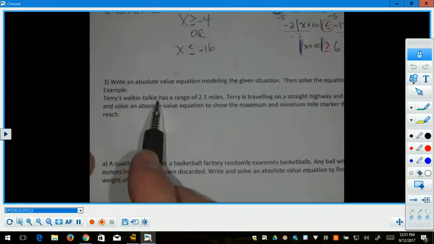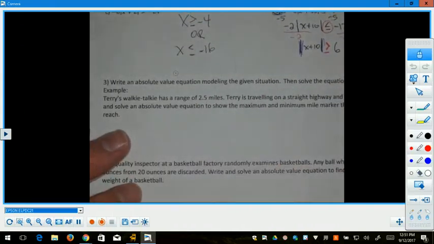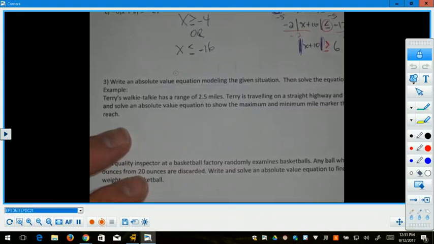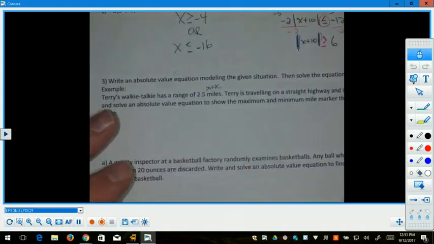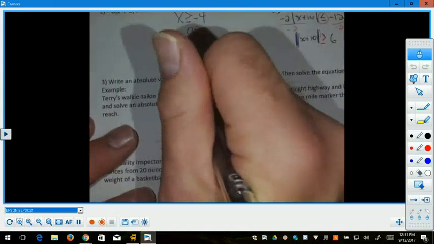Terry's walkie-talkie has a range of 2.5 miles. Ignoring the rest of the thing right now, could I write an inequality for that? What would the variable be? X would be his walkie-talkie. It would be less than or equal to 2.5, right? Because that's like a maximum value. Okay? So right now, if I was just doing this, it would be x is less than or equal to 2.5.